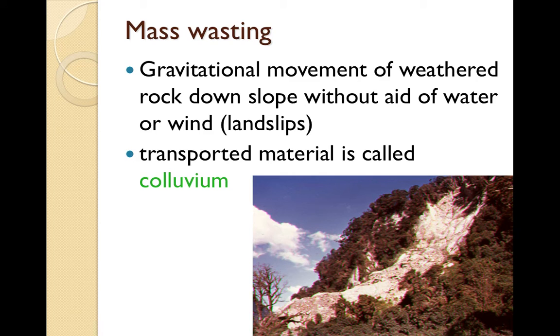Mass wasting is just another term for mass movement, and that's where gravity affects materials to actually break down through the process of wind, water, and causing it to slip and dislocate from its original orientation.